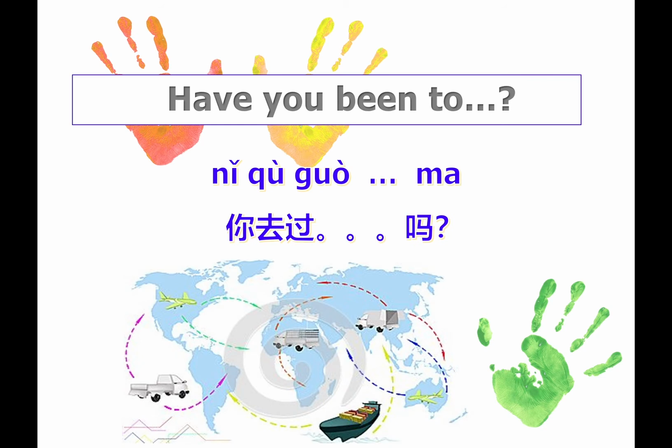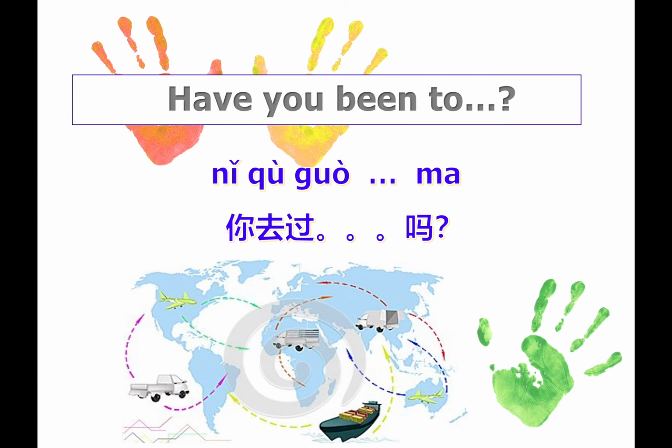Welcome back. We have gone through a lot of keywords and some of the key sentences. Now we are going to look at and practice some of the sentences about "have you been to" and "I have been to". That means 你去过吗？ With the dots, that means you are going to choose one country's name afterwards.